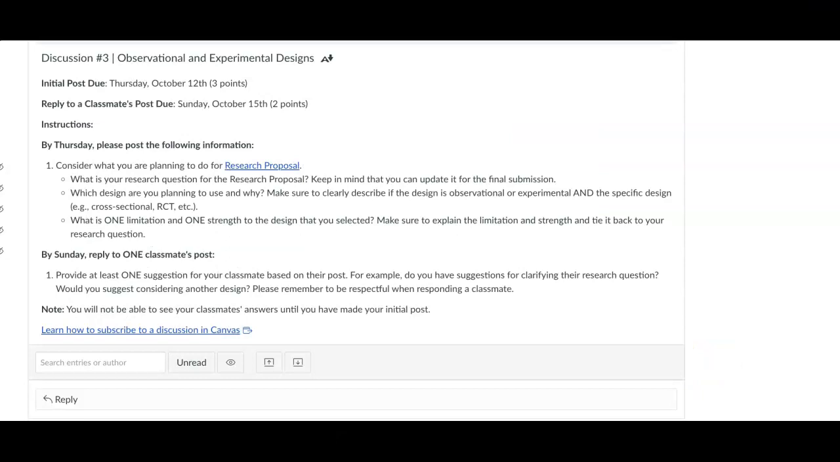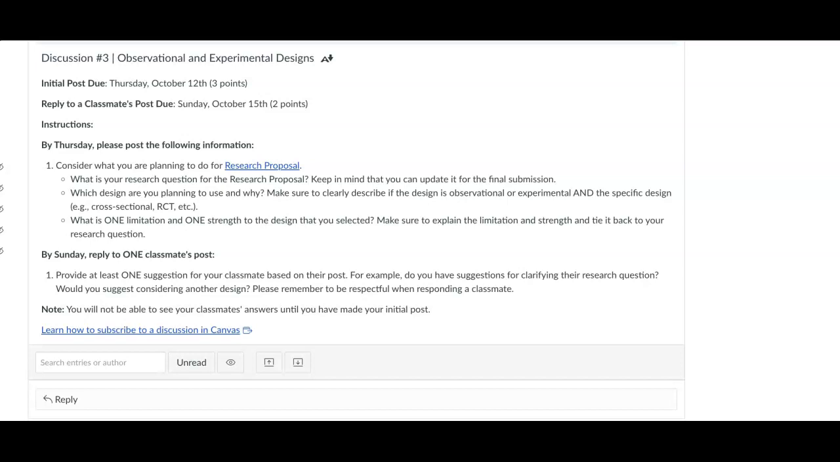So this is your discussion number 3. It is going to cover the research designs. By Thursday, you need to make your initial post. I want you to think about what you're planning to do for your research proposal, which is your final assignment for the course. I want you to state your research question. So what is your research question for the research proposal? It may have changed since you originally created it, based on the feedback I gave you on the first lab. So make sure that you clearly state your current research question. And also note that it is possible that you can change or update it for your research proposal assignment. But please tell the class what your current research question is.